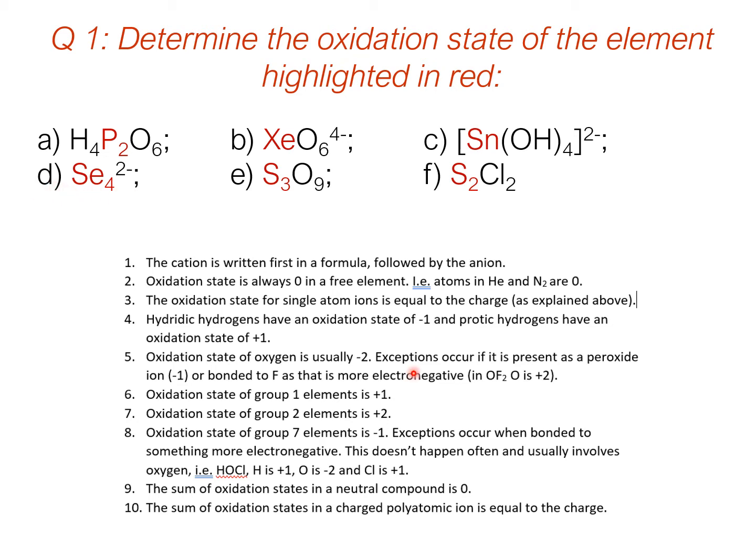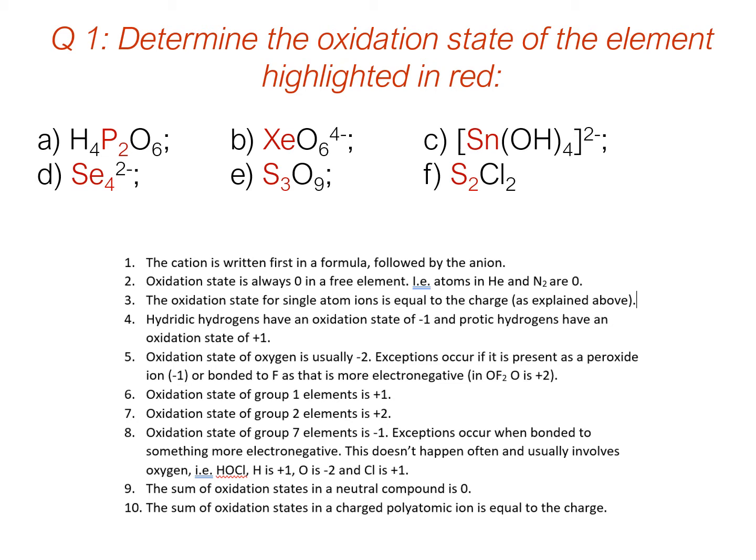Hydridic hydrogens have an oxidation state of -1 and protic hydrogens have an oxidation state of +1. This we talked about in the third lecture, the hydrogen lecture, and it was to do with whether hydrogen is the more or less electronegative atom. Rule 5 is that the oxidation state of oxygen is usually -2. There are a couple of exceptions to this, though, but you'll be able to notice them usually. 6 and 7 are quite nice and easy, and there aren't so many exceptions. Oxidation state of group 1 is +1, and of group 2 is +2.